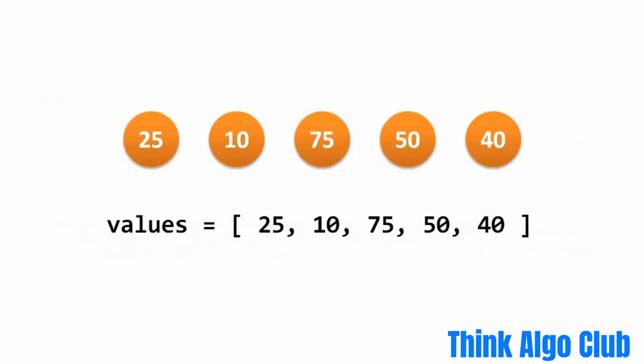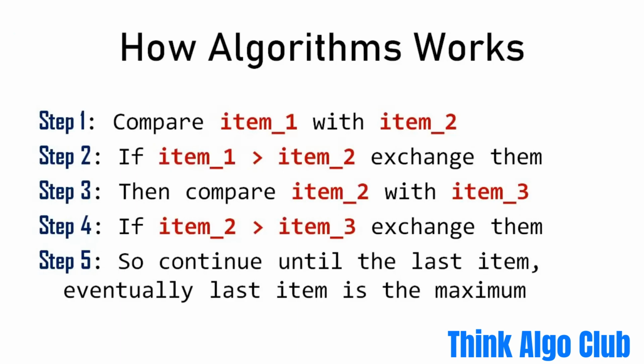So here you see 5 values: 25, 10, 75, 50, 40. They are neither in ascending order nor in descending order. So we assign these values to a list by name values. Now let's look at how the algorithm works.